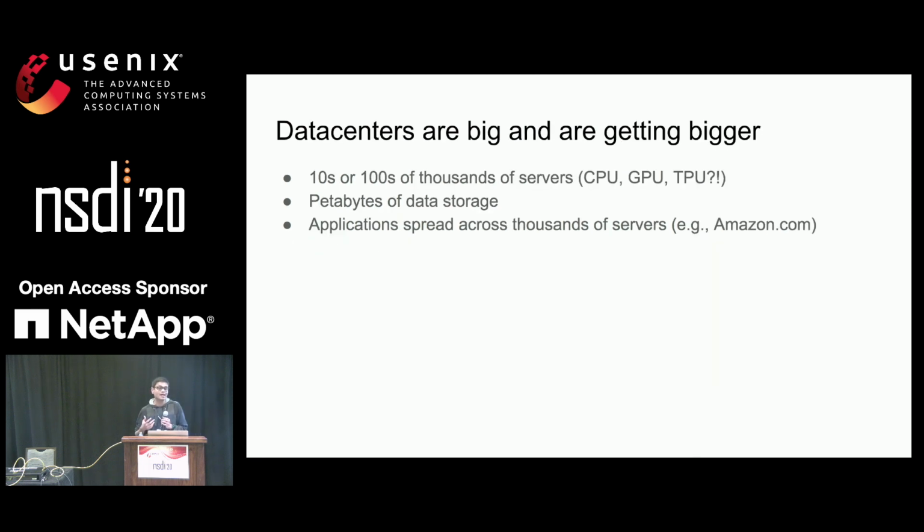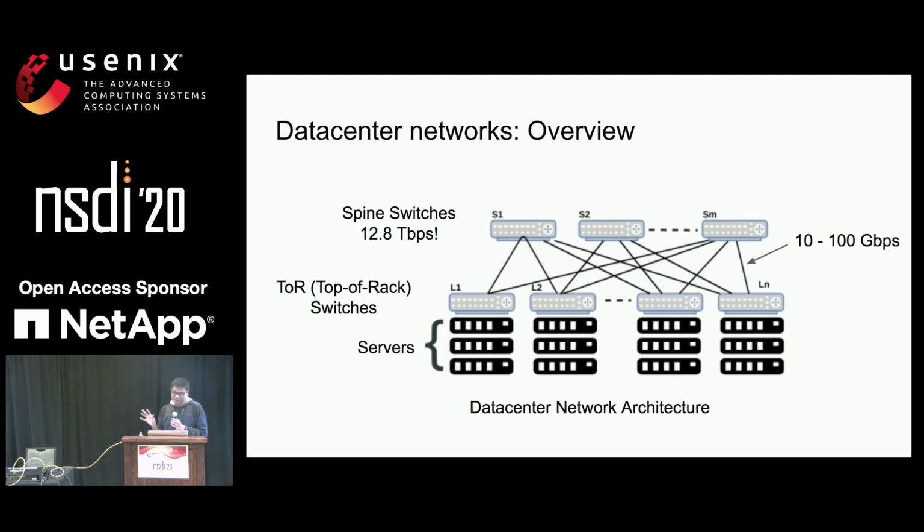Modern data centers are big and are getting even bigger. Data centers can have up to hundreds of thousands of machines, petabytes of storage, and run applications that spread across thousands of servers. This is a simplified schematic diagram of a data center network. At the bottom, we have servers that provide the compute and storage for running applications. These servers are connected to each other using high-capacity links and switches. There are multiple paths between any given pair of servers. Modern data centers boast link capacities of up to 100 gigabits per second, with switches supporting up to 12 terabits per second of throughput in aggregate.